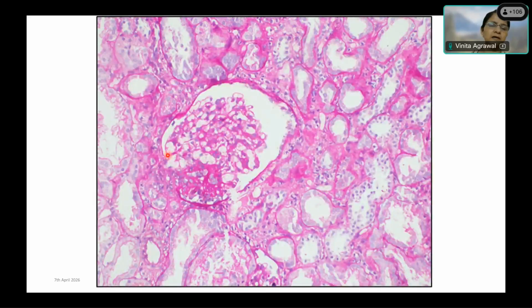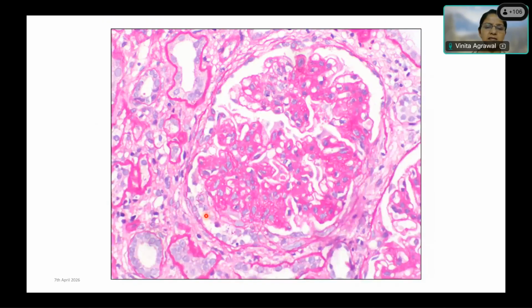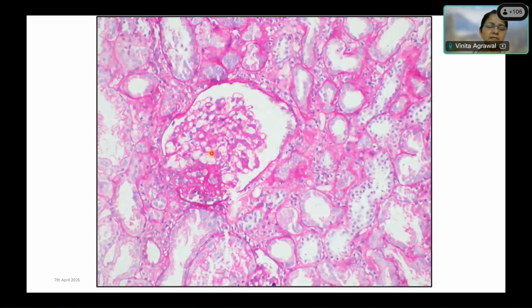What is this seen here? In this, you had just synechiae formation. But in this, now you start seeing a typical, what is this? Segmental sclerosis. Very good. So there is segmental sclerosis. So there is a glomerulus which is showing you segmental sclerosis.